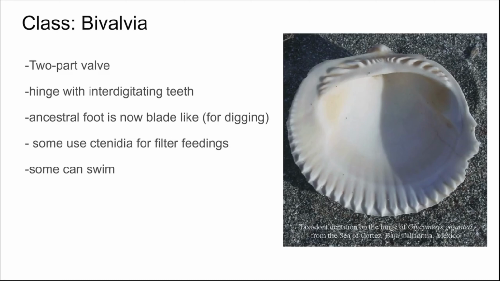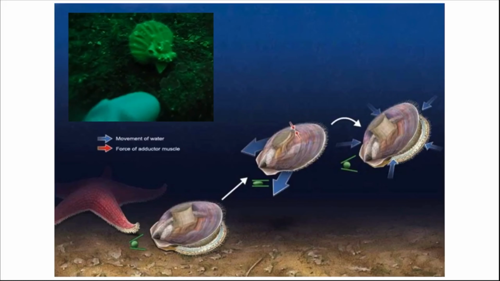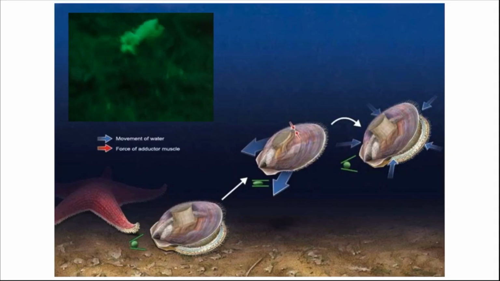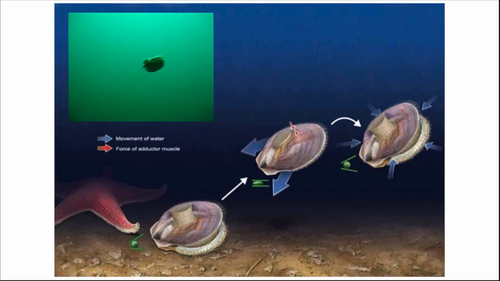Some bivalves use their ctenidia for filter feeding. Some bivalves can also swim. Locomotion is accomplished by bivalves when they open and close their shells rapidly. This forces water in one direction like a jet. Doing this, they can shoot across the sea floor.